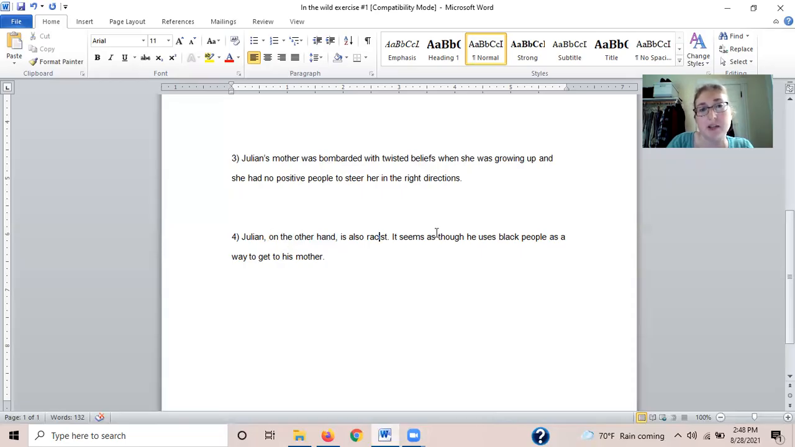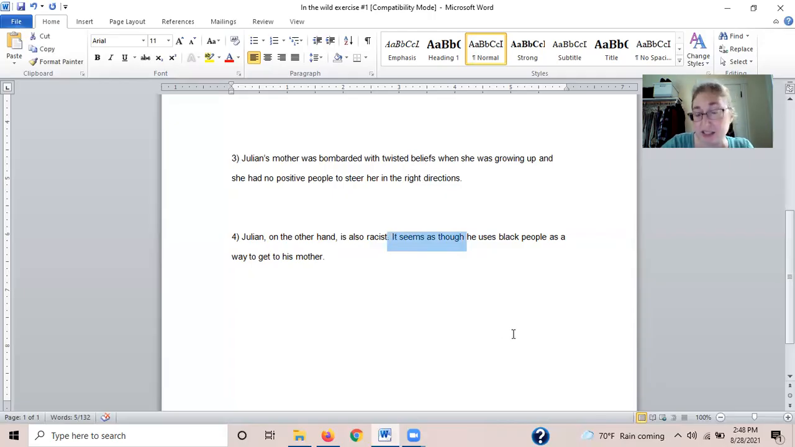You have commas on either side to show that how I read it is, Julian, on the other hand, is also racist. That's how it is constructed. So I've got that. That helps over here. It seems as though he uses Black people as a way to get to his mother. That's a very hedging kind of sentence right there. It seems as though you're distancing yourself from this. No, I'm not interested in that at all. That's weak writing over here.